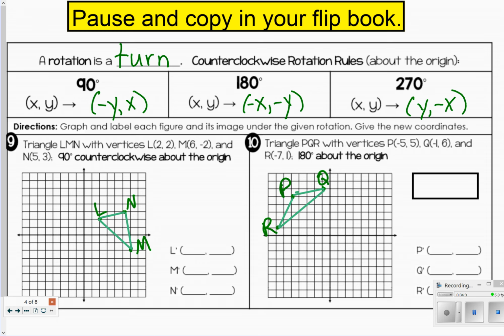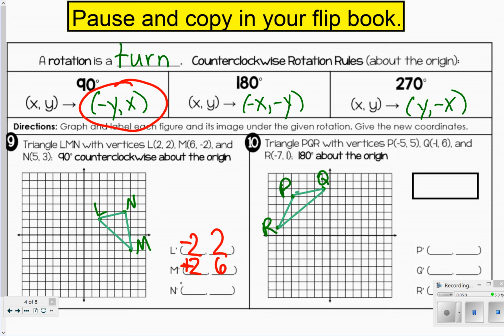What would happen on number 9 if we did a 90-degree counterclockwise turn? So that means we're going to switch the order of y and x. So if I see L and it was (2, 2), I'm going to switch the order. So I would make it (2, 2). But the y is now negative. It was positive, now it's negative. And M was (6, 2), so now it's going to be (-2, 6), but we change the sign of the -2 and make it a +2.